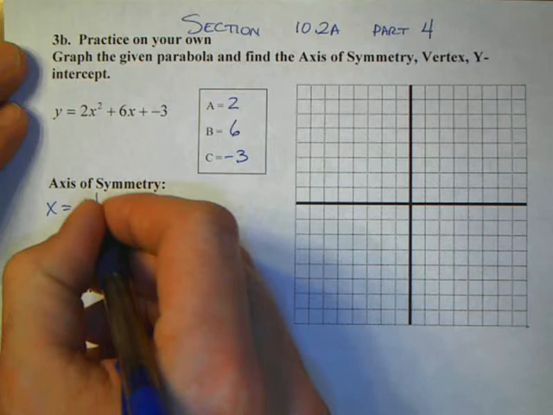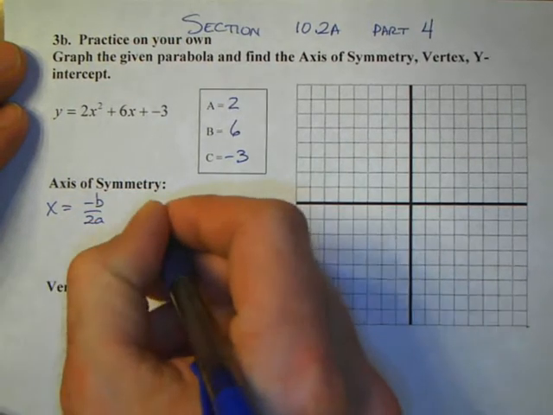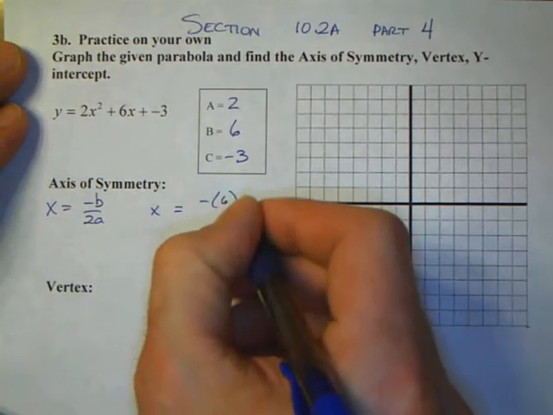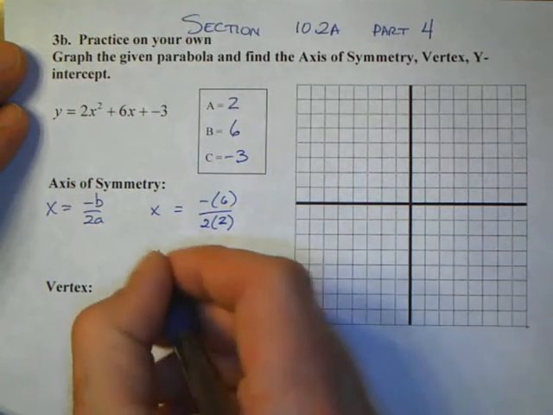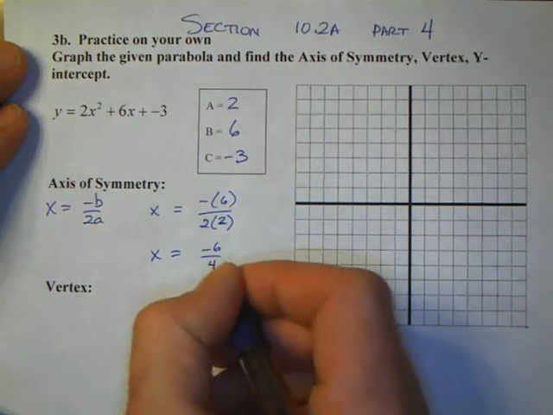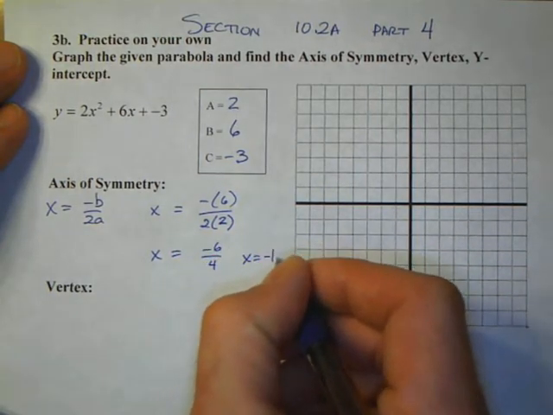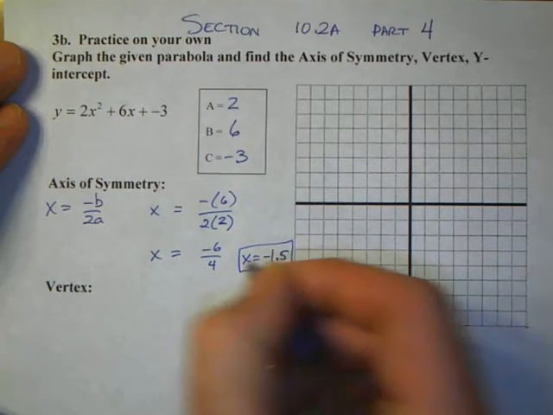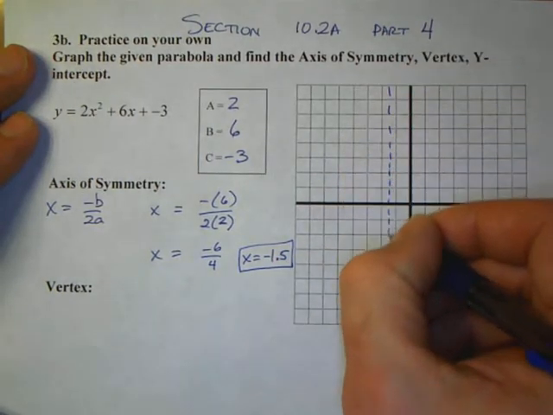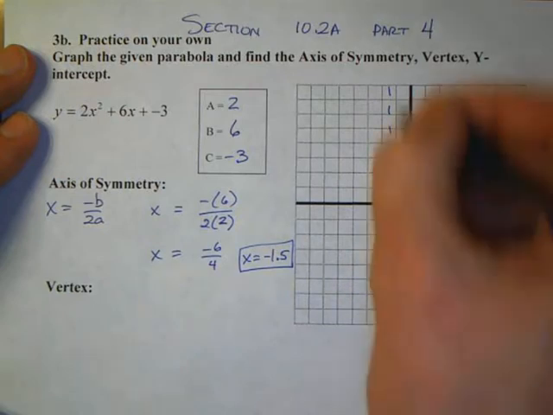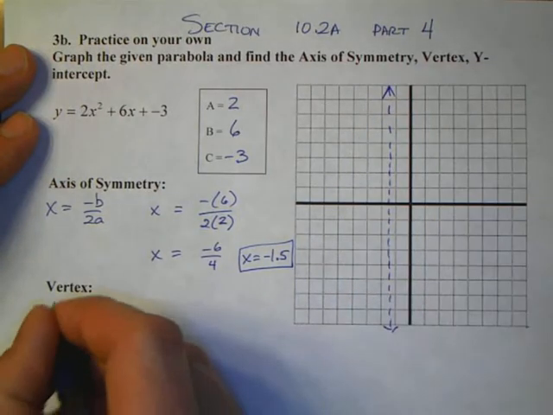Our axis of symmetry is the opposite of b over 2a. So our value is the opposite of 6 over 2 times 2. That value is negative 6 over 4, which means x equals negative 1.5. We graph that on our axis right in the middle of negative 1 and negative 2.